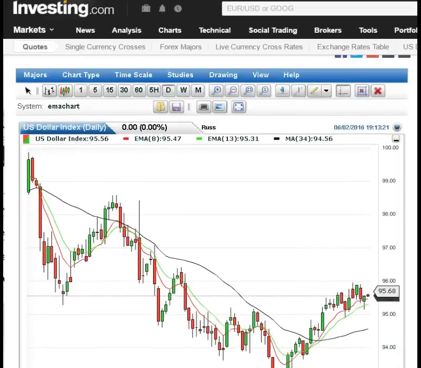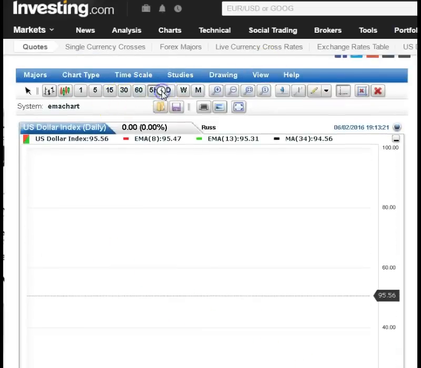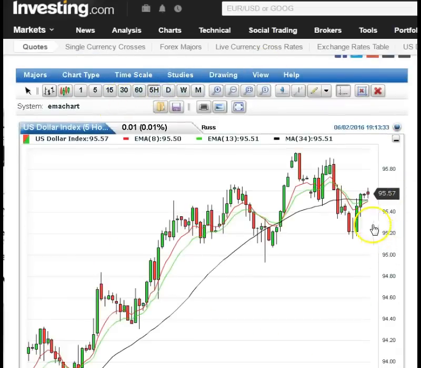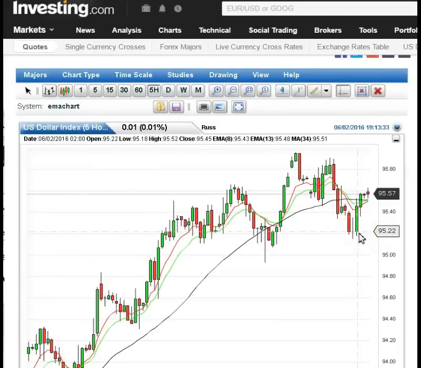It's a daily chart. Let's look at a 5 hour, see if we can see anything. And a reversal pattern there. Right across the 34 again. We got a downtrend trend line. See if it'll break that or back off again.